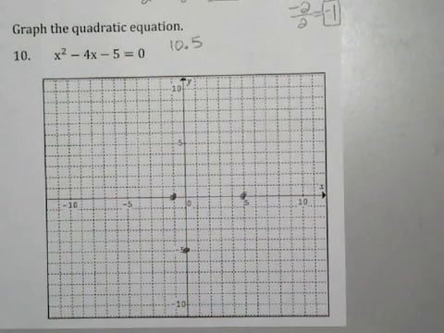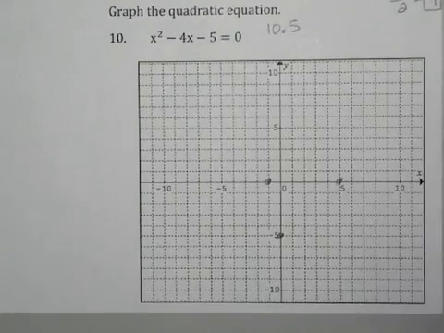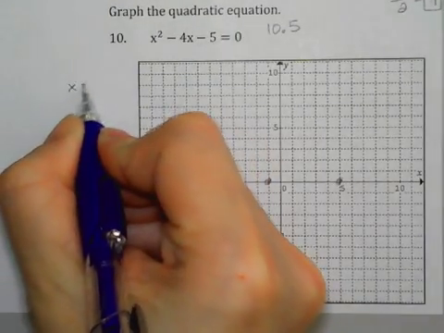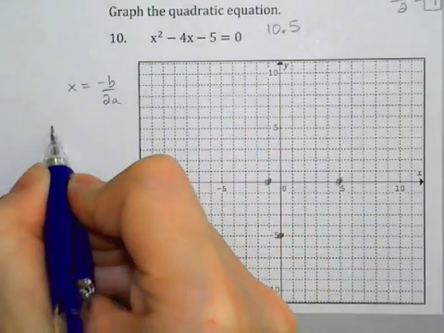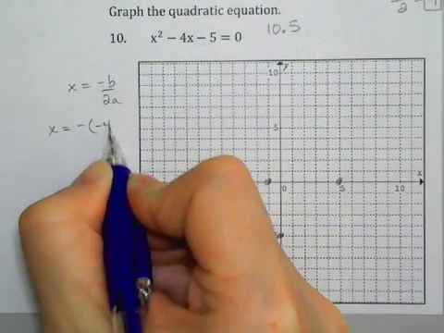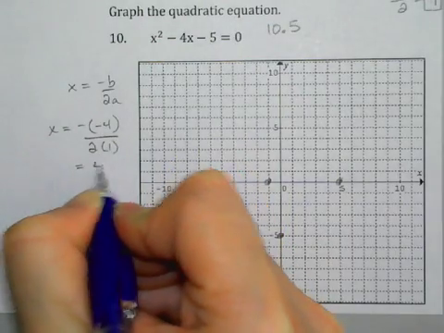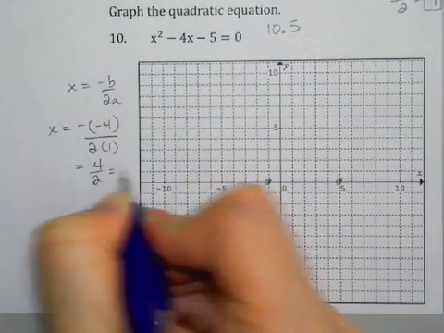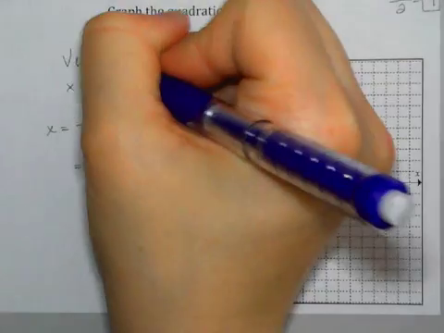So the only thing we need to find on number 10 is your vertex. So your vertex formula is x equals negative b over 2a. So negative b is a negative 4 divided by 2 times 1, which equals 4 over 2, which is 2. So label that one. That's your vertex.